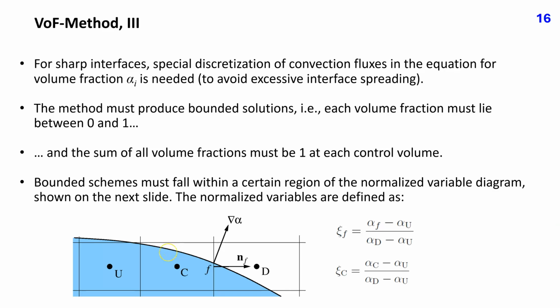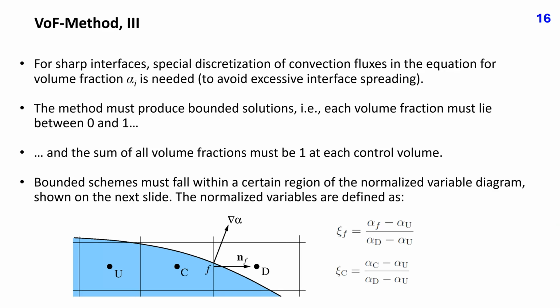In VOF and all other interface capturing methods, the location of the free surface is reconstructed from the distribution of the liquid volume fraction or another indicator variable. To avoid excessive numerical mixing of the phases, that is, to obtain a sharp interface, a special discretization of convection fluxes in the equation for volume fraction alpha is needed. The method must produce a bounded solution, that is, each volume fraction must lie between 0 and 1. In addition, the sum of all volume fractions must be 1 at each control volume.